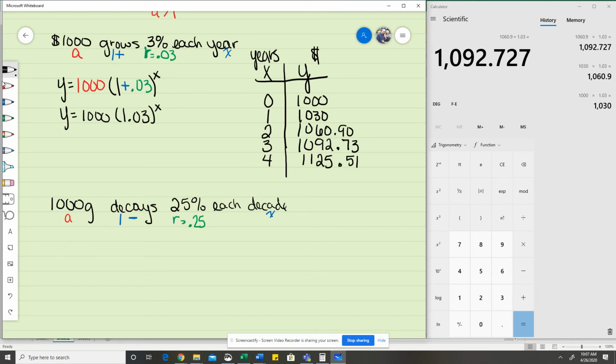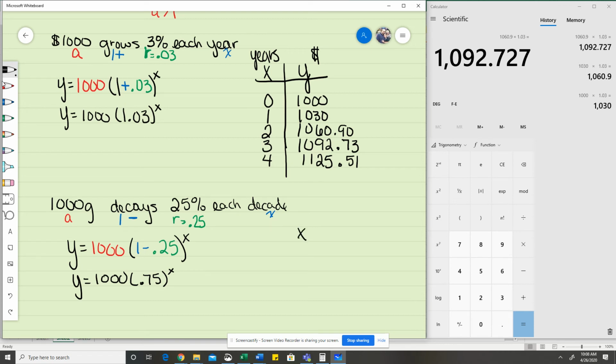So when we go to write our equation, y equals 1,000 times 1 minus 0.25 to the x power. So it's always going to be to the x power. If I want to simplify this equation, I want to simplify that 1 minus 0.25. I'm going to get 0.75. So here, if we go back and look, in our growth, our B was greater than 1. Here, in our decay, our B is less than 1, but it's greater than 0.